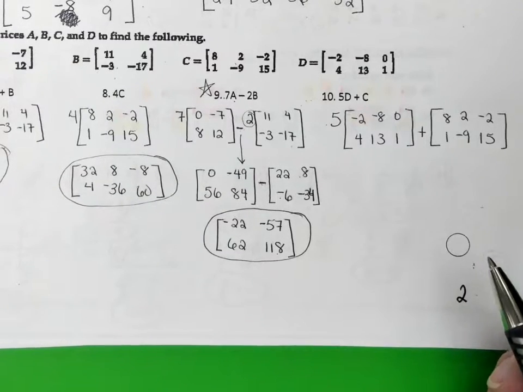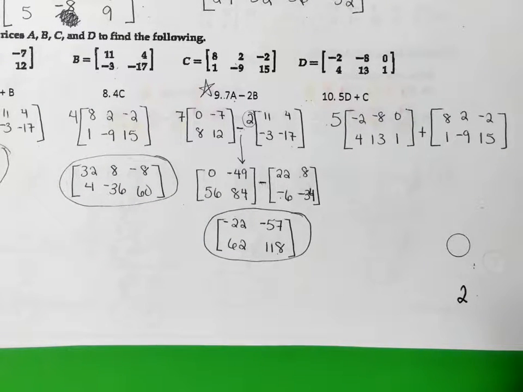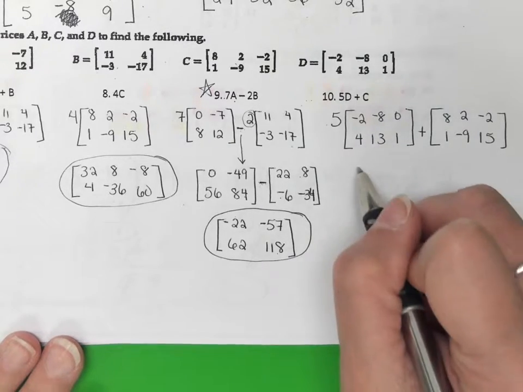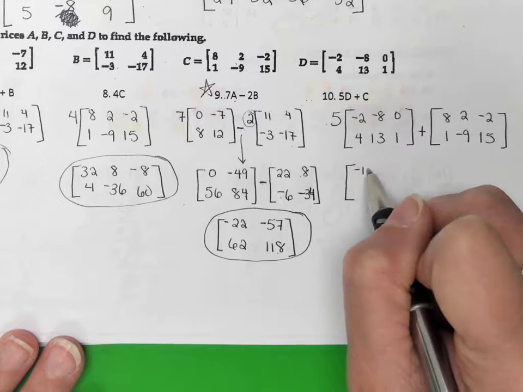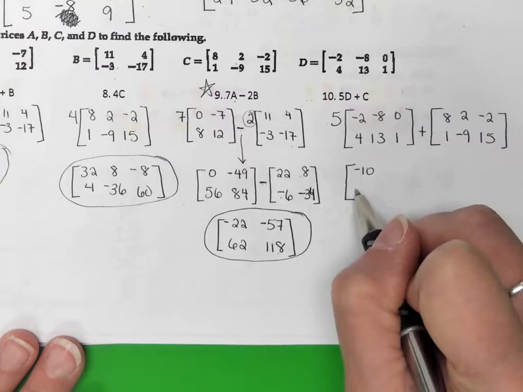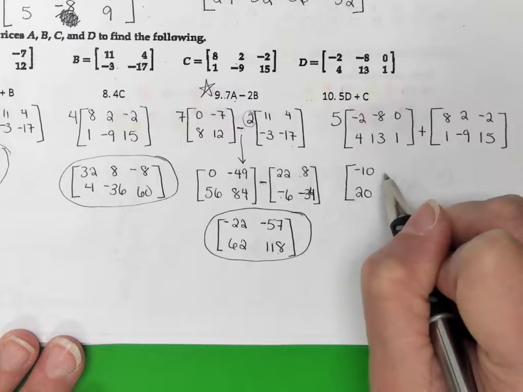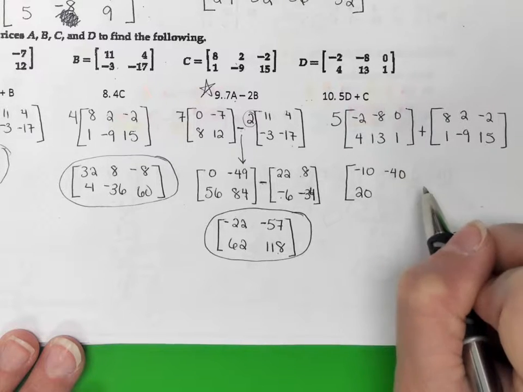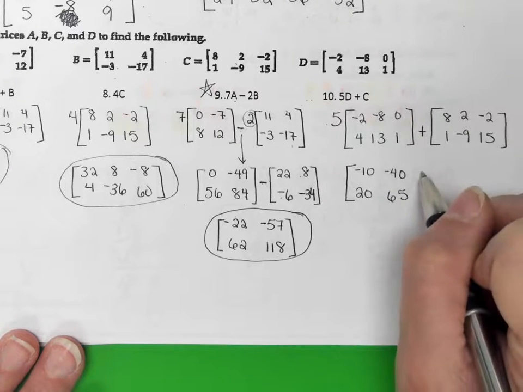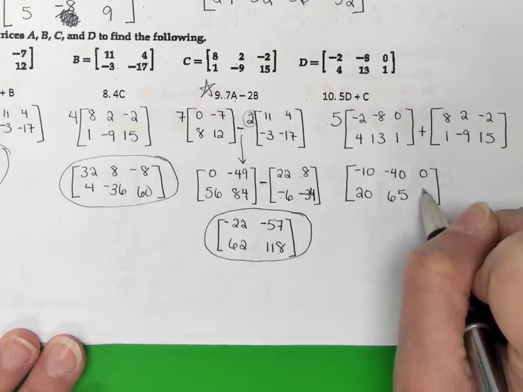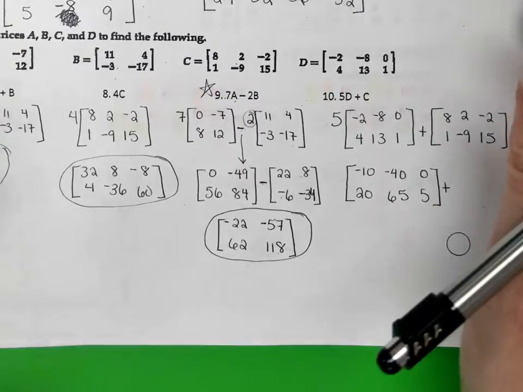Okay, so what do I have to do first? Do I multiply the 5 first, or do I add them together first? Multiply the 5 first. There you go. So I've got 5 times negative 2. Negative 10. 5 times 4. 20. 5 times negative 8. Negative 40. 5 times 13. 65. Very good. 5 times 0. 0. 5 times 1. 5. And then just pull the other one down.